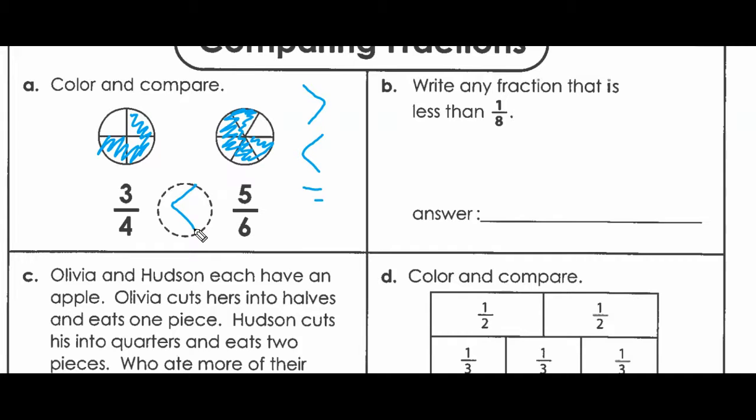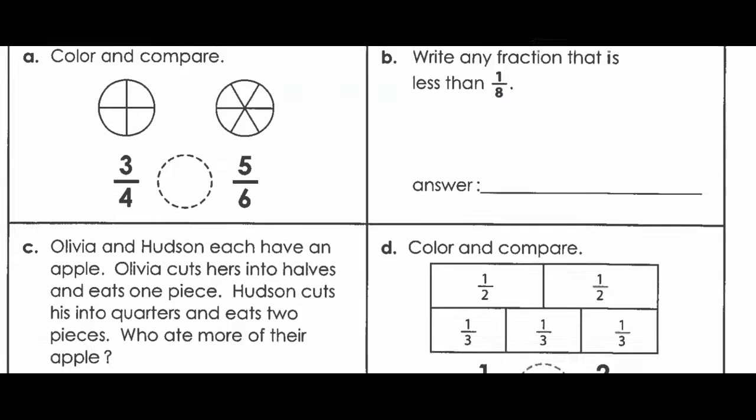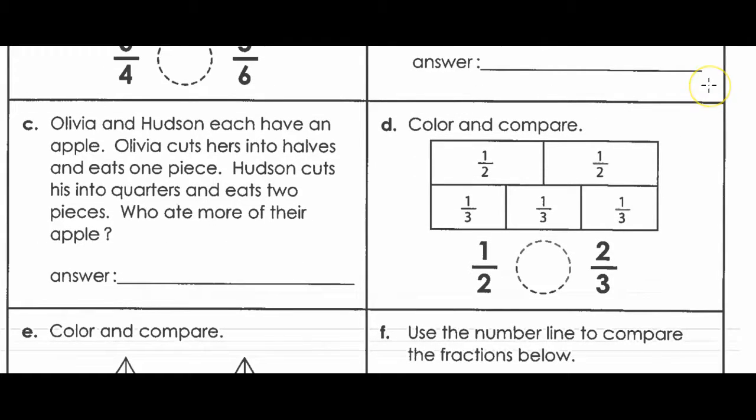And write any fraction that's less than 1/8. Okay. Your denominator has to be greater than 8. So, for example, an example would be 1/9. Okay. 1/10. It's kind of the opposite of, yes, you're right. 9 is greater than 8. But when the numerator is 1, okay, the larger denominator is actually a lesser fraction. And then compare those fractions for letter D, letter C.